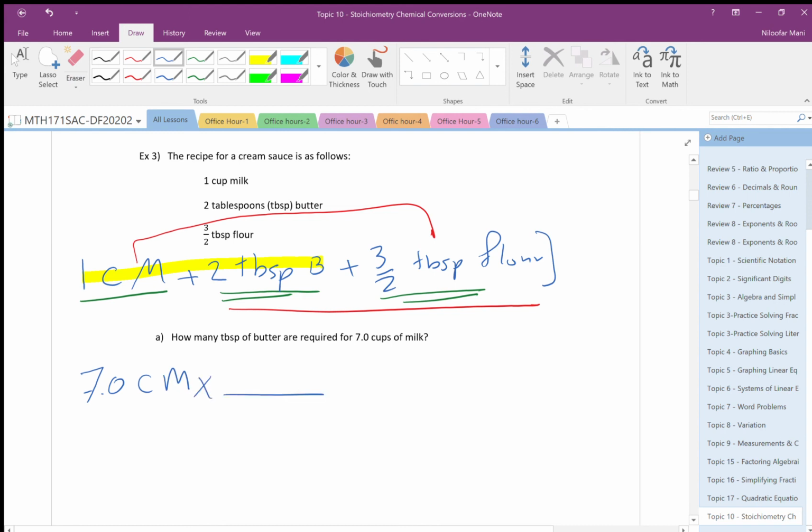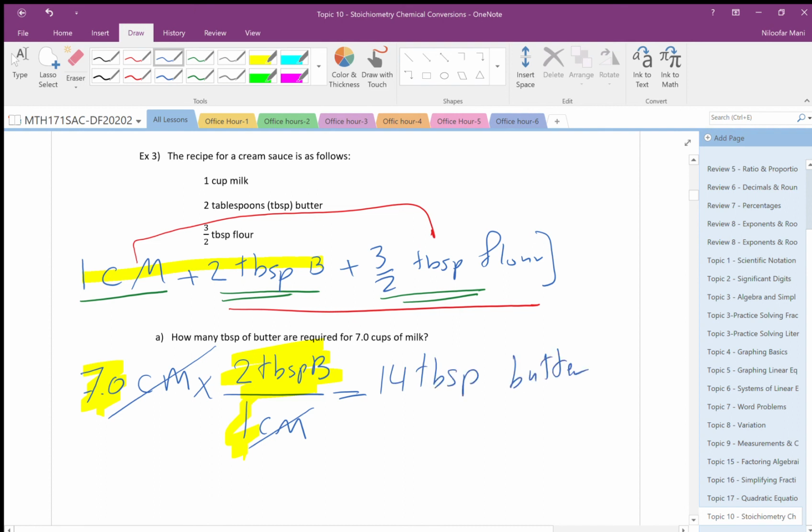Then I want to cancel cup of milk, so I write cup of milk down. I want to bring tablespoon of butter, so I write it up, 2 tablespoons of B, and then I use equal because I'm done. I can cancel this and this, and what is left is this and this and this. So the answer is 14 tablespoons of butter.